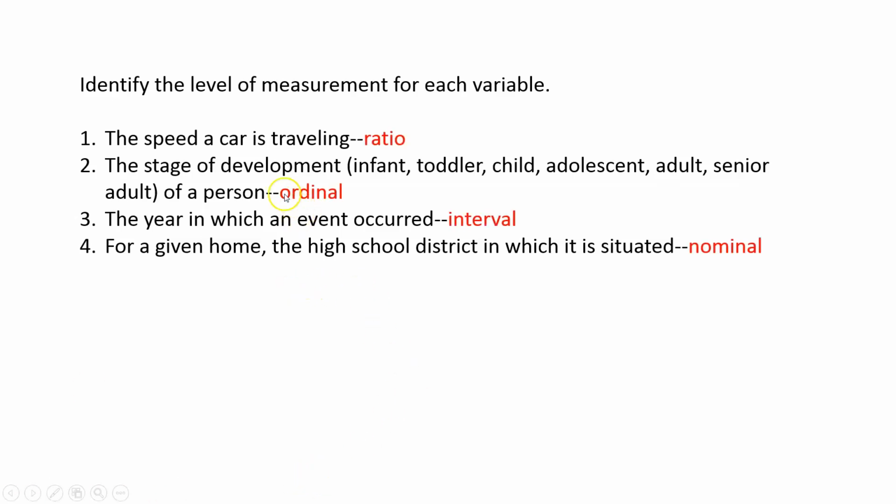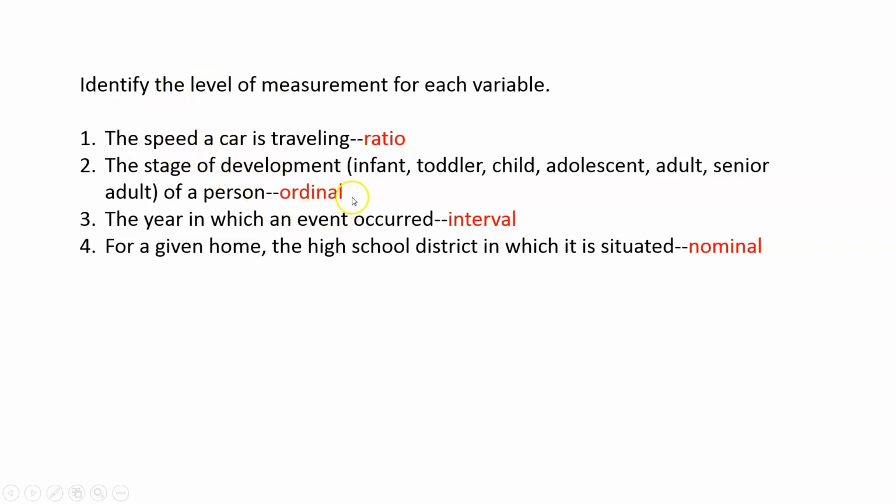All right, so here are the answers, and here's why. So the speed a car is traveling is a ratio level value. That's because there is a meaningful 0 there. So first of all, it is numeric. So that's a numeric value. There is a meaningful 0 there. So if you're going 0 miles per hour, it means you're not traveling. And you could talk about somebody going twice as fast. So that's a ratio value.